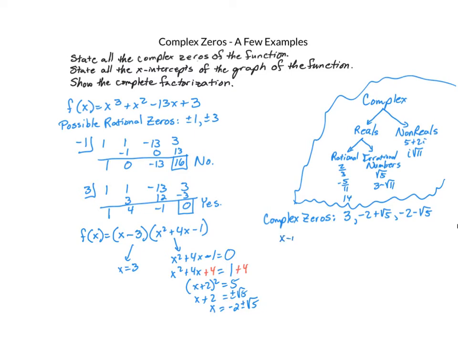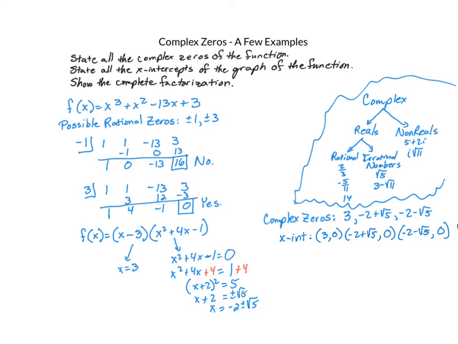So the x-intercepts would also be 3, negative 2 plus the square root of 5, and negative 2 minus the square root of 5. I'm going to even write them as ordered pairs. (3, 0), (negative 2 plus the square root of 5, 0), and (negative 2 minus the square root of 5, 0). So if we were going to graph this polynomial function, the graph would cross the x-axis at those points.